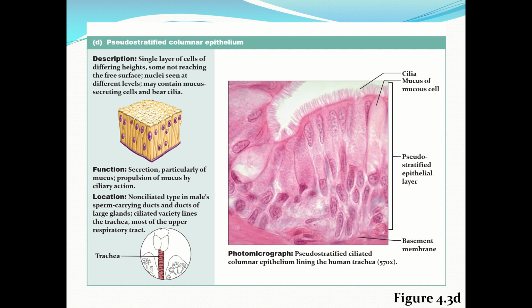And as you see in this table, the non-ciliated type will be in the male sperm-carrying ducts because the sperm will swim.